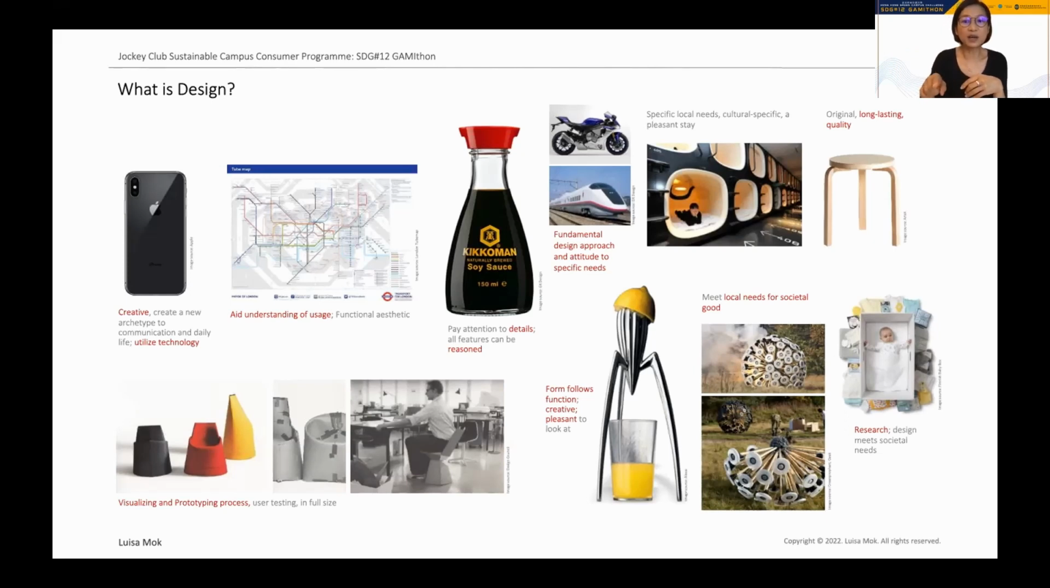So here there are more examples. So they also display the creative characteristic of design, the new solutions, the simple and also aesthetic solutions.